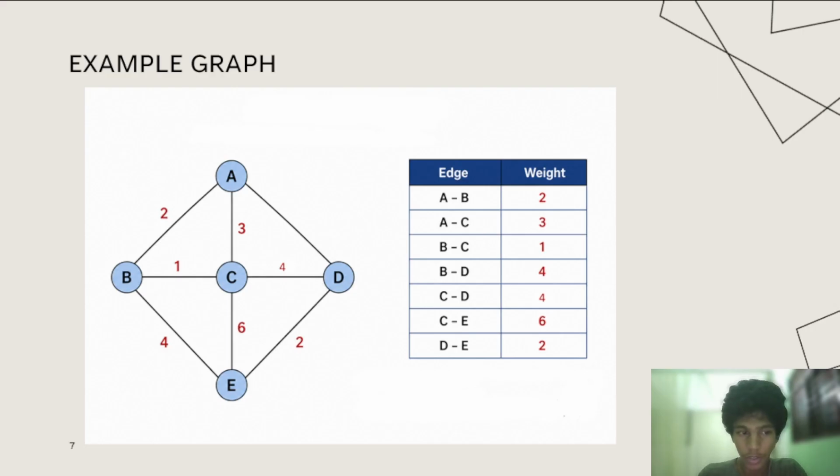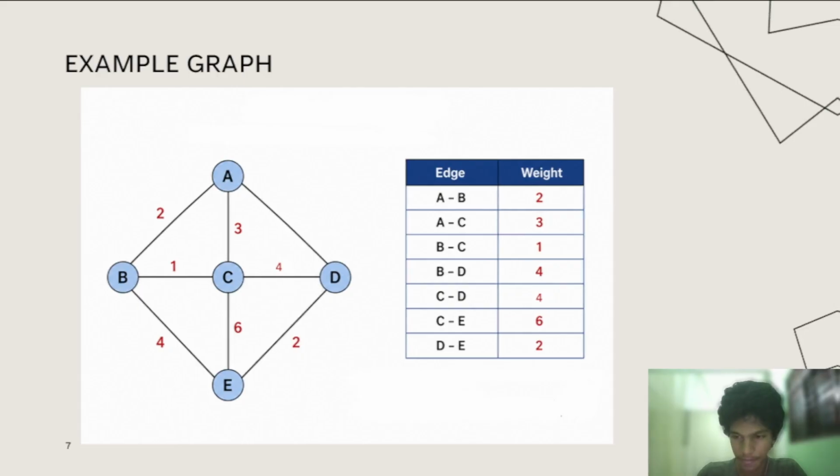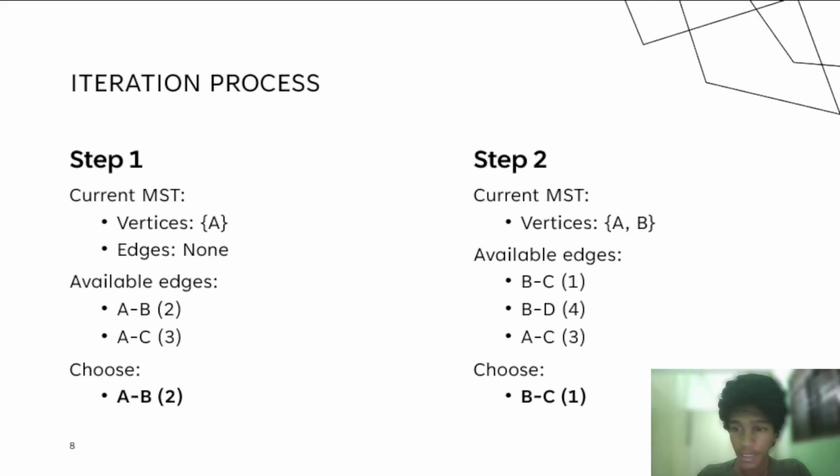Our goal is to use Prim's algorithm to find the minimum spanning tree. We will begin at vertex A and follow the algorithm step by step. As we proceed, pay attention to how the algorithm always chooses the smallest available edge that expands the tree.